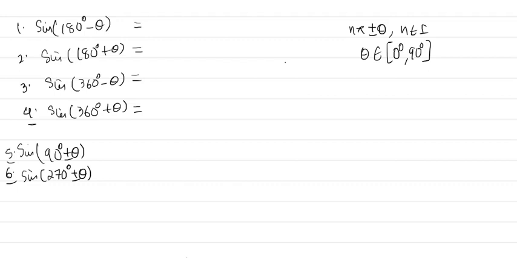So, any angle that can be expressed in the form of 180 degree minus theta, 180 degree plus theta, 360 degree minus theta, 360 degree plus theta. You also know 90 degree plus minus theta and 270 degree plus minus theta. But if you consider these four, these four can be expressed in just one general form.